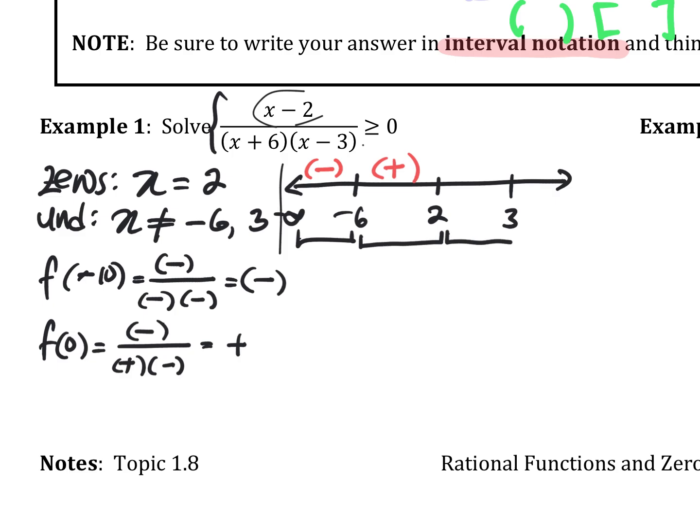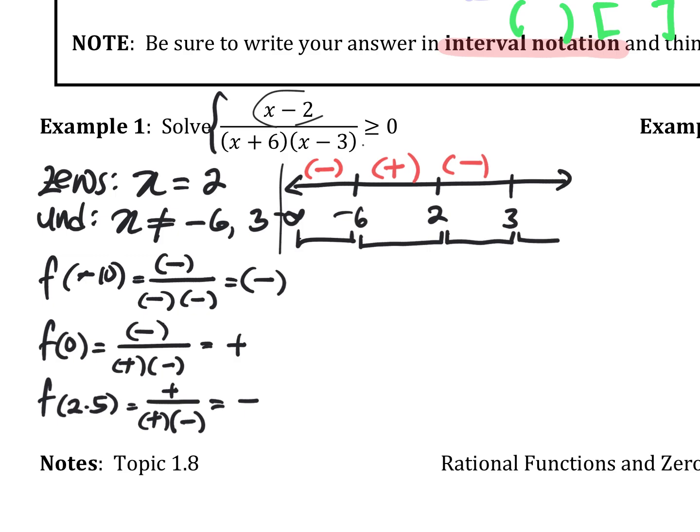For the interval of 2 and 3, the only number I can get in here is actually 2.5. So f of 2.5, that's going to be 2.5 minus 2. Still, it's a positive on top. Denominator, 2.5 plus 6 is still going to give me a positive. 2.5 minus 3, that's going to give me a negative. So in here, the sign will be negative. So for this interval, 2, 3, the sign is negative.